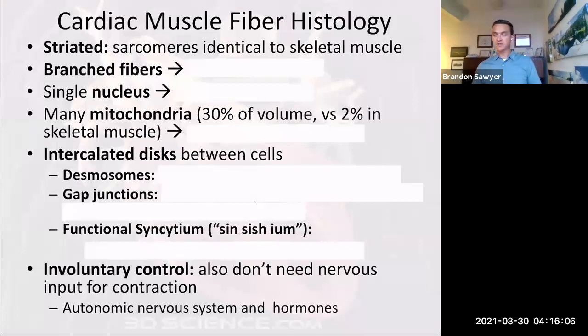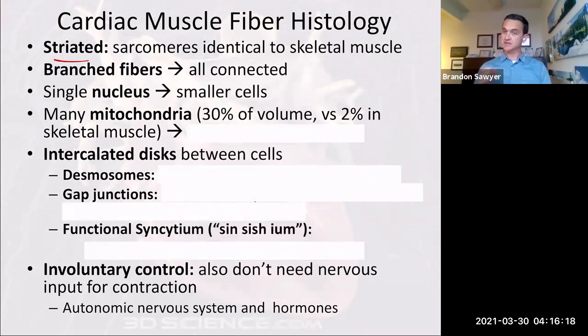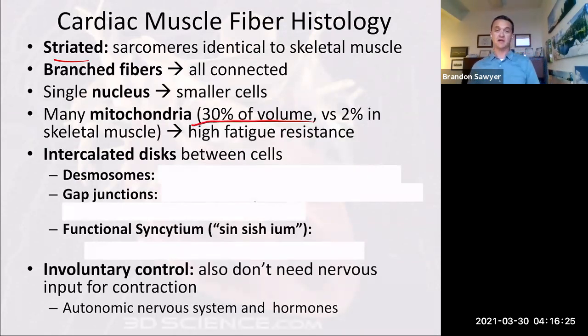Okay, so what about the heart muscle cells themselves, and what do they look like? Okay, so they are striated, similar to skeletal muscle. They're also branched, which means they're all connected. They have a single nucleus, much smaller cells than skeletal muscle cells, but way more mitochondria than skeletal muscle. 30% of the volume of these cells is mitochondria versus 2% of the volume in skeletal muscle cells. So they're very highly resistant to fatigue, which is good. We don't want our heart getting tired, right?